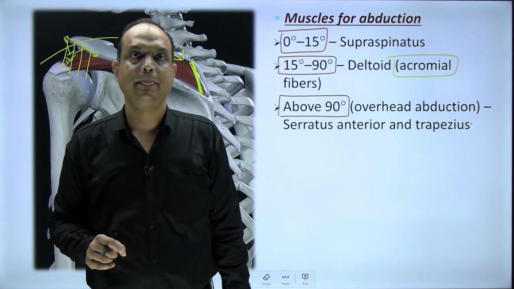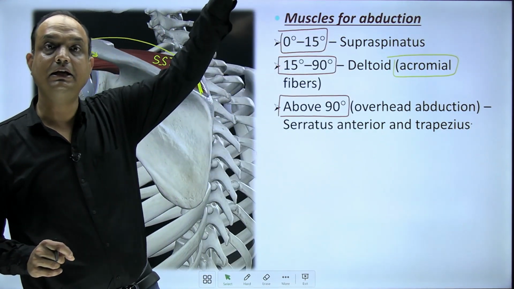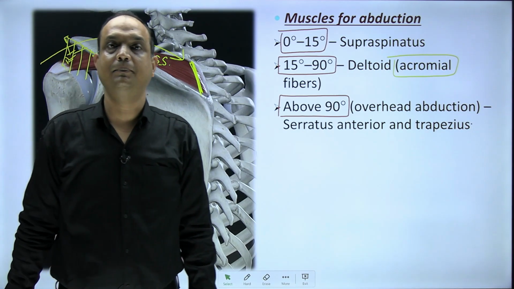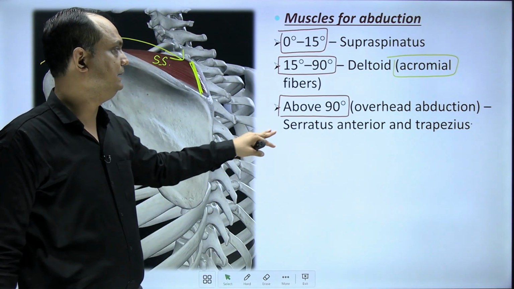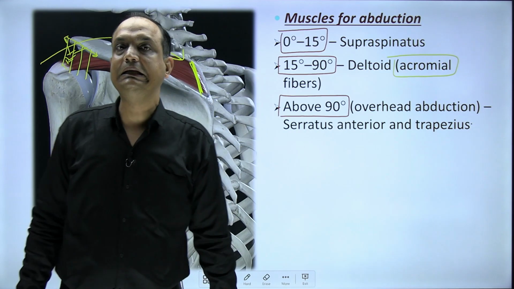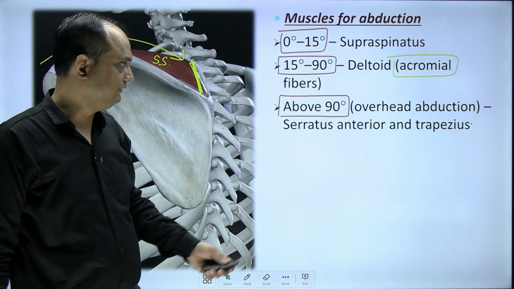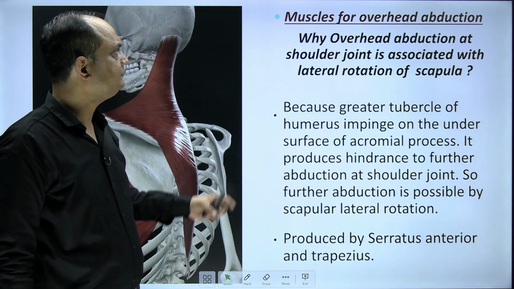Now above 90 degrees, that is known as overhead abduction, is possible by the contraction of the serratus anterior and trapezius. How? That we will see in the coming slide.